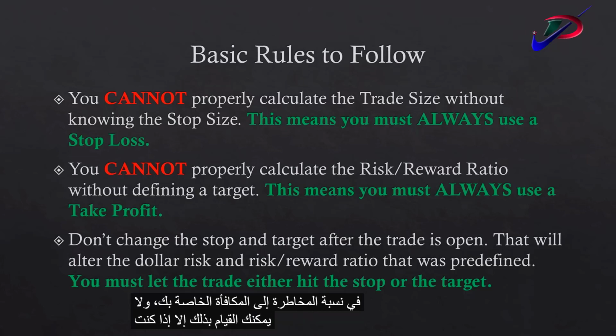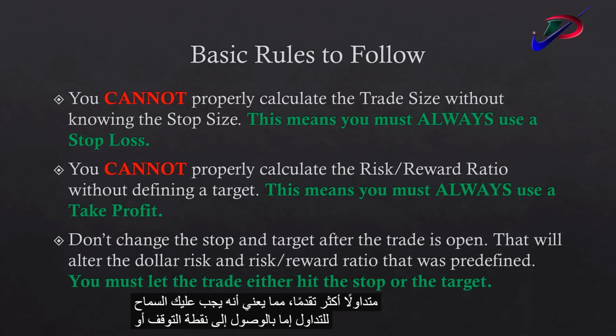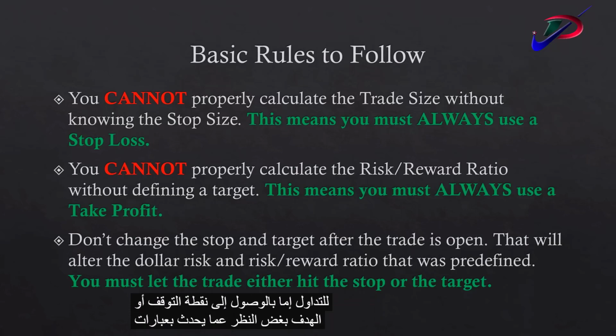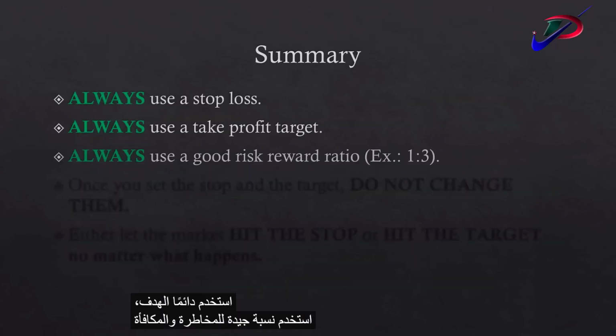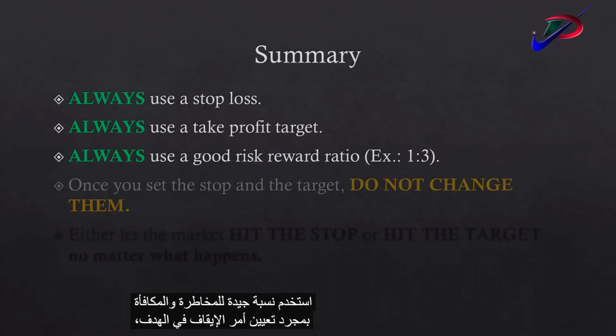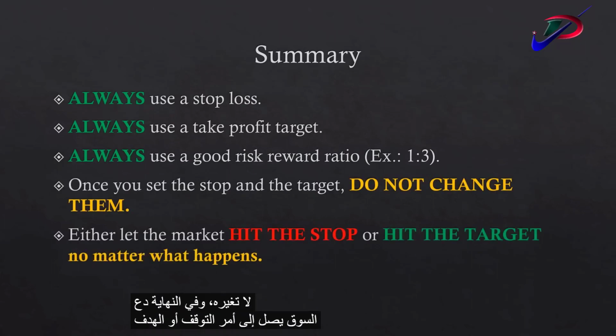You can only do that if you are a more advanced trader. That means you must let the trade either hit the stop or the target no matter what happens. In simpler terms, always use a stop, always use a target, use a good risk-reward ratio. Once you set the stop and the target, don't change them, and finally, let the market hit either the stop or the target no matter what happens.